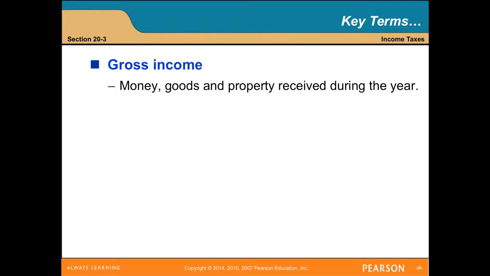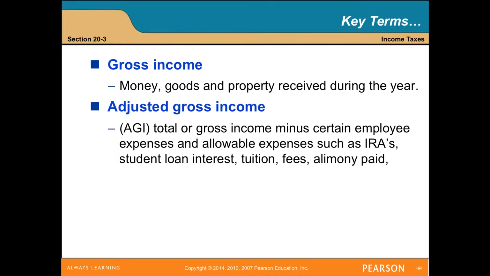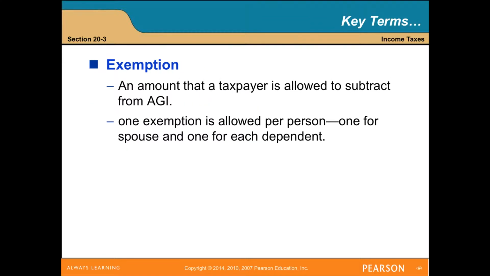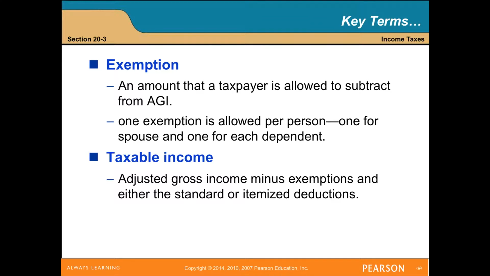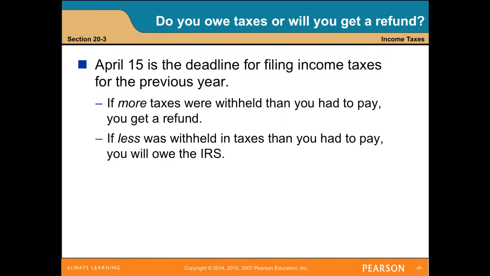The gross income is money, goods, and property received during the year. Adjusted gross income, or AGI, is the total or gross income minus certain employee expenses and allowable expenses such as IRAs, retirement accounts, student loan interest paid, tuition, fees, and alimony paid. Exemptions are the amount that a taxpayer is allowed to subtract from the adjusted gross income. One exemption is allowed per person, one for spouse, and one for each dependent. Taxable income is adjusted gross income minus exemptions and either the standard or itemized deductions.